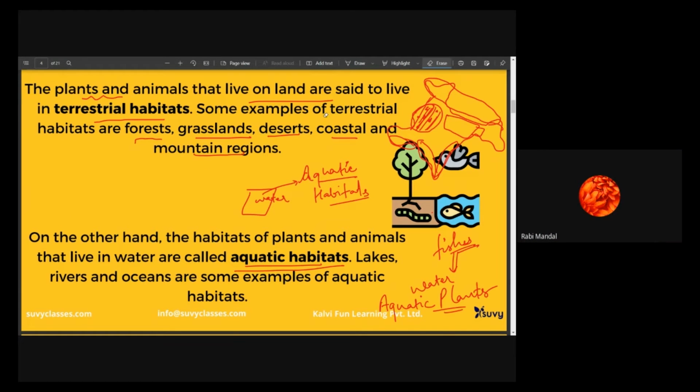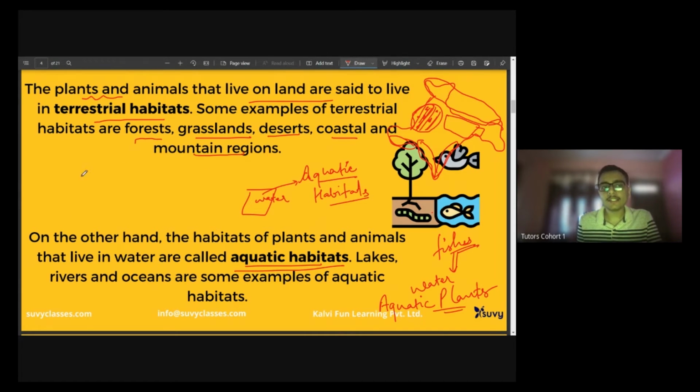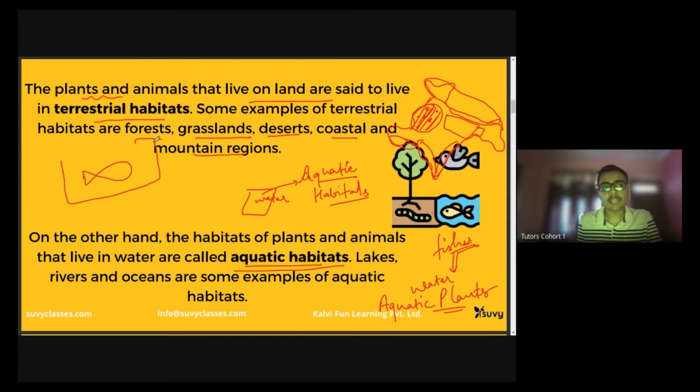Yes, sir. So I was just saying, consider a fish that lives in a tank. This tank contains water. So this fish's habitat is this tank, right? If this fish was living in a lake, its habitat would have been that lake. If this fish was living in an ocean, its habitat would have been that ocean.